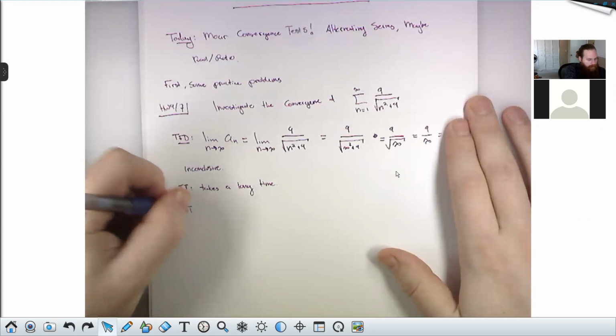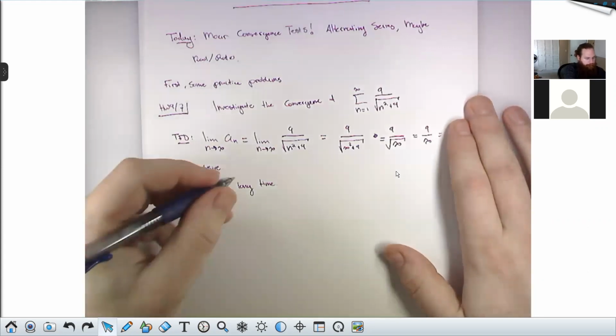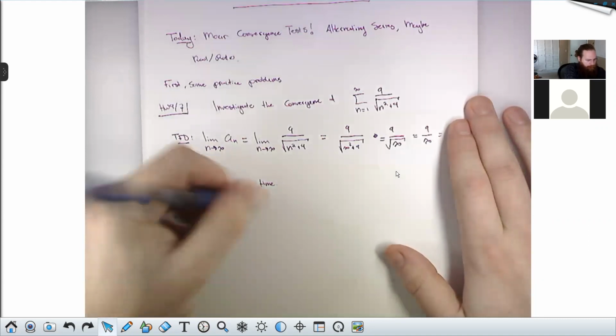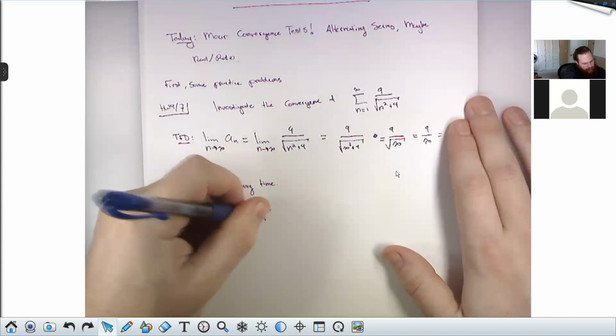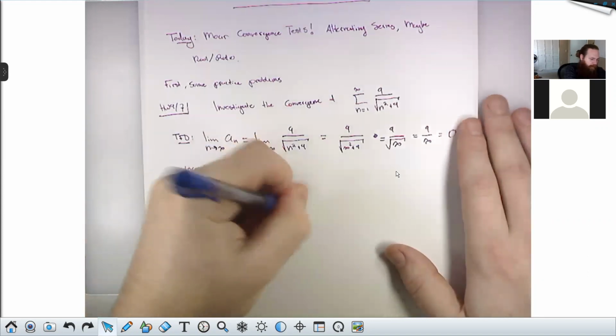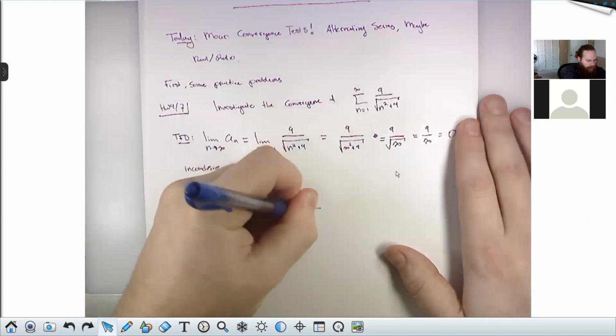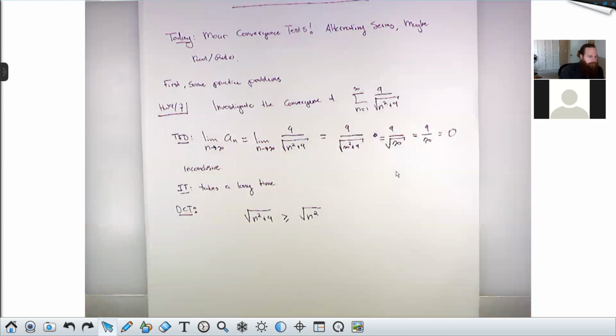The direct comparison test, though, this will work nicely. Observe that the square root of n squared plus 9 is definitely greater than or equal to the square root of n squared. Oh wait, actually, this might be trouble. Yeah, I made a claim that DCT will work nicely. I might have to walk that back.